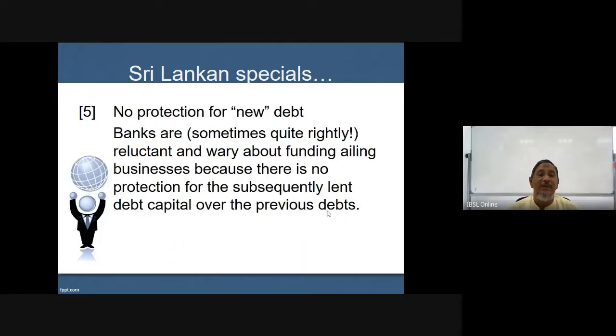Thinking about this fund, there's no protection for new debt. Banks are sometimes quite rightly reluctant and wary about funding ailing businesses because there is no protection for the subsequent debt capital over the previous debts. This is a problem. I told you earlier also, if you go for a new facility, banks are reluctant to grant the facility because the first one is defaulted. Our concern is always that customers defaulted due to, right? The customers' fault, not the bank's fault. You have to consider that.